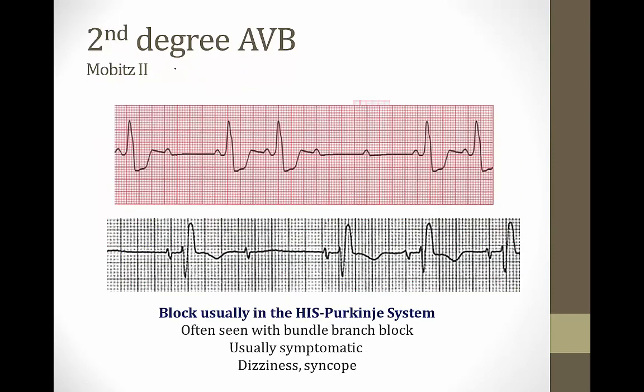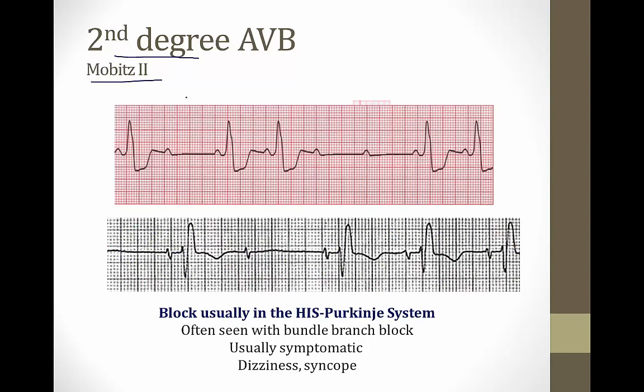Now let's talk about the other type of second-degree AV block. That's called Mobitz type 2. Just like all forms of second-degree AV block, there are some conducted P waves and some non-conducted P waves. However, in contrast to Mobitz 1, in Mobitz 2 there is no progressive prolongation of the PR interval.